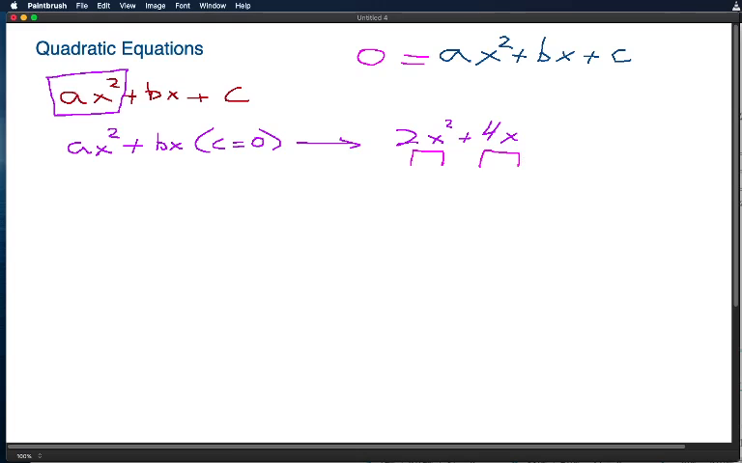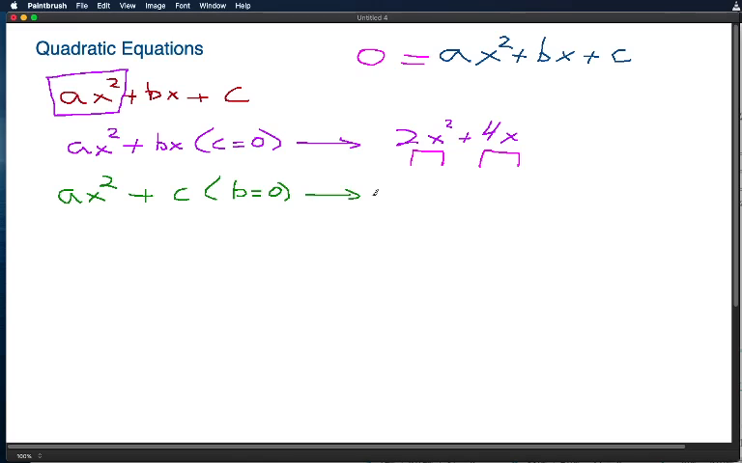So let's look at a different type of quadratic expression. We could also have ax squared plus c. So in this example, the b is 0. And if b is 0, 0 times x is 0. So this middle piece is gone.